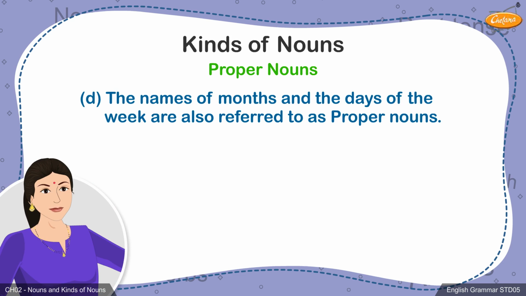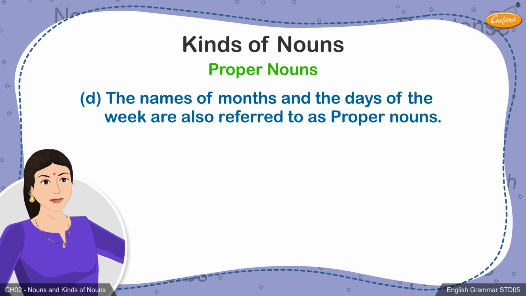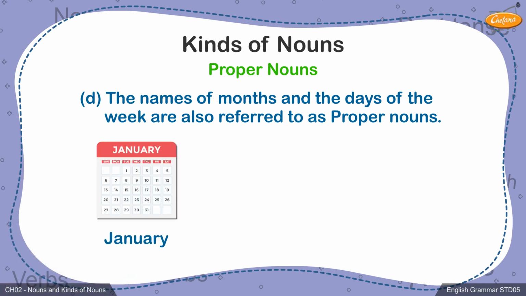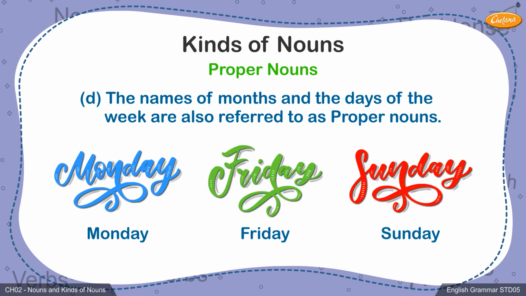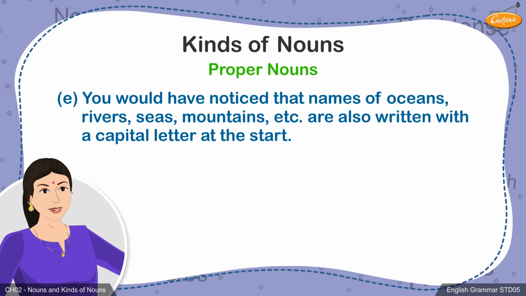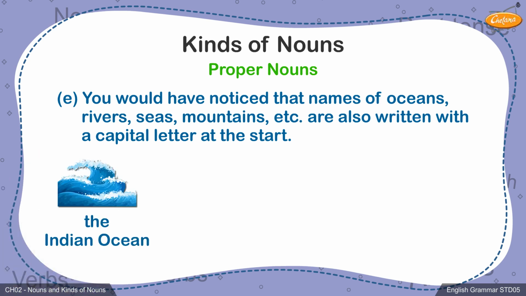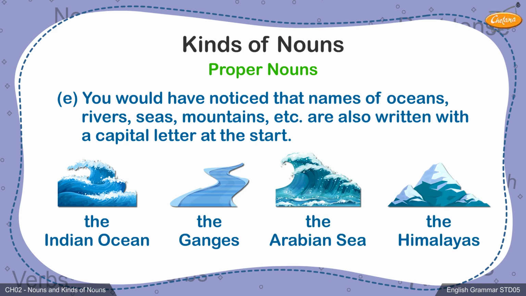D. The names of months and the days of the week are also referred to as proper nouns. For example, January, February, December, Monday, Friday, Sunday. E. You would have noticed that names of oceans, rivers, seas, mountains, etc. are also written with a capital letter at the start. These are also called proper nouns. For example, the Indian Ocean, the Ganges, the Arabian Sea, the Himalayas.